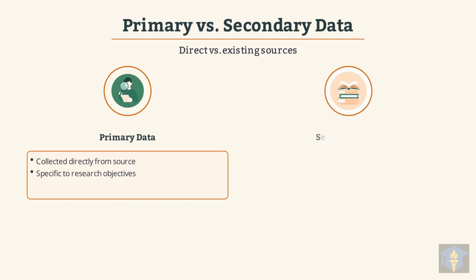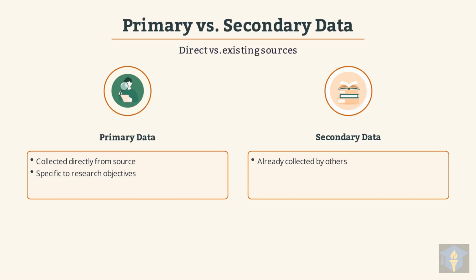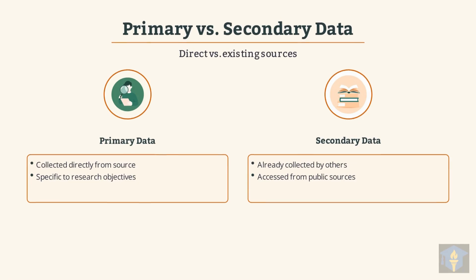On the other hand, secondary data refers to information that has already been collected. This data has been previously collected by other individuals or organizations for their own purposes. Secondary data is typically accessed from various public or readily available existing sources.